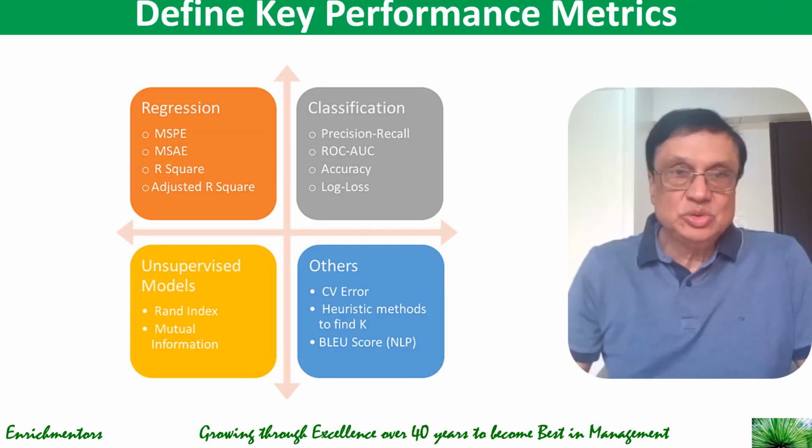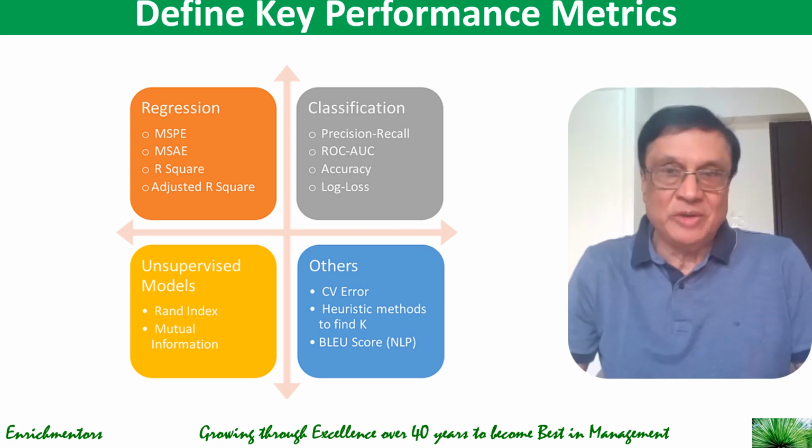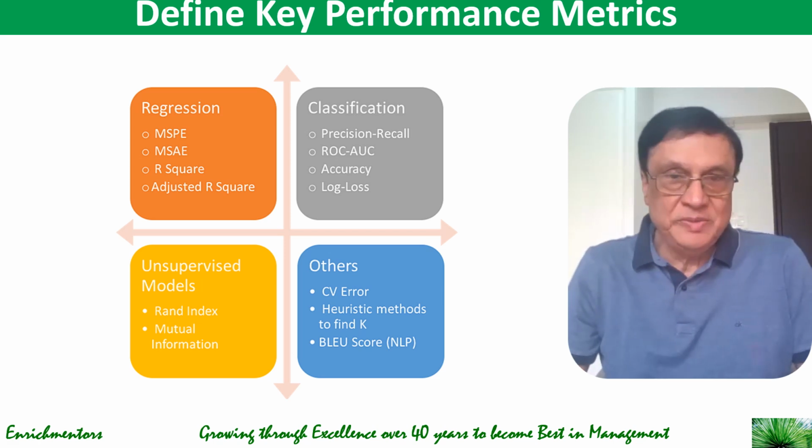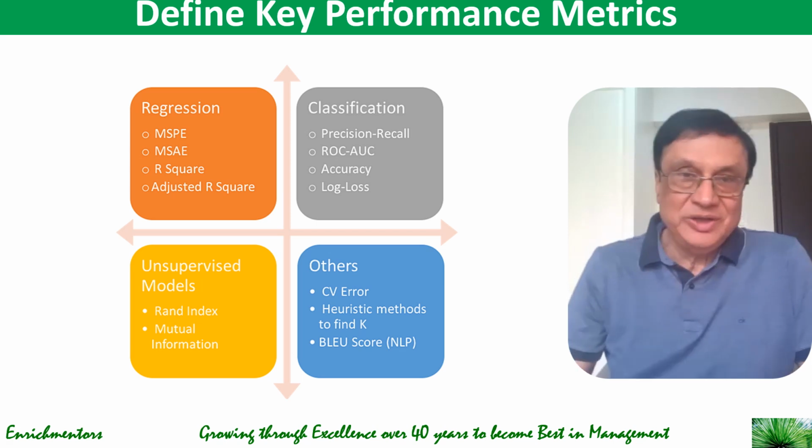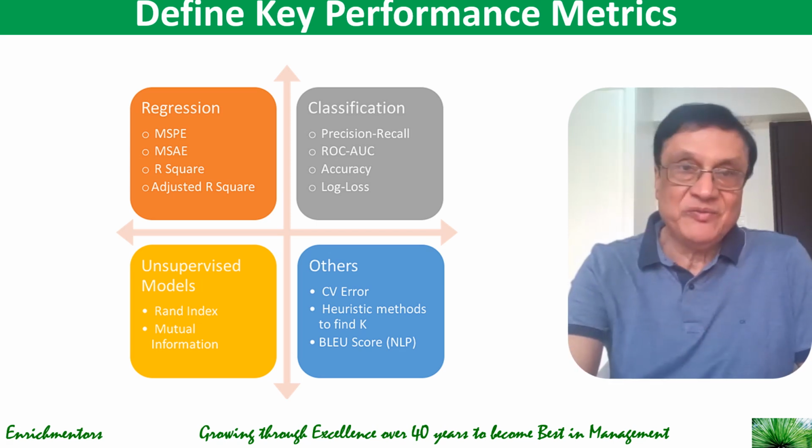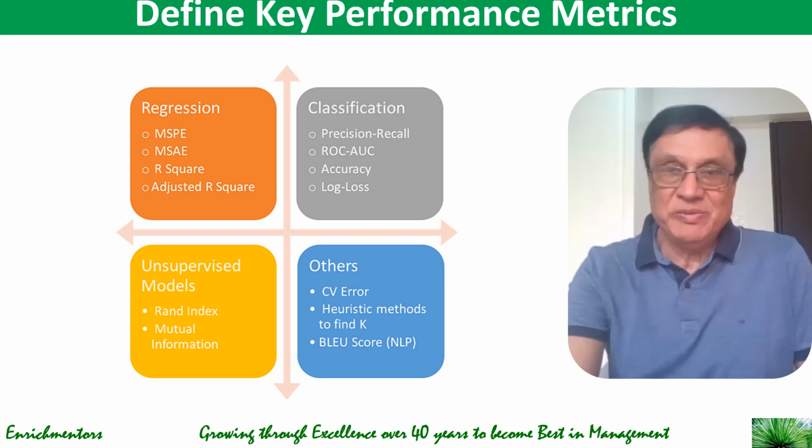So first is to determine the key performance metrics for evaluating the performance of the model that you have. And it could be any of these that you see here, including accuracy, precision, recall, F1 score, area under ROC curve, CV error, BLEU score, METEOR for NLP, Rand index, mutual information index, R squared, all that we talked about. You can go back and pick from there what are the right key performance metrics that you need.